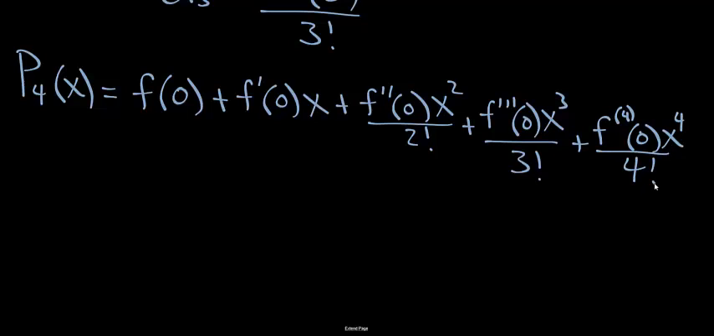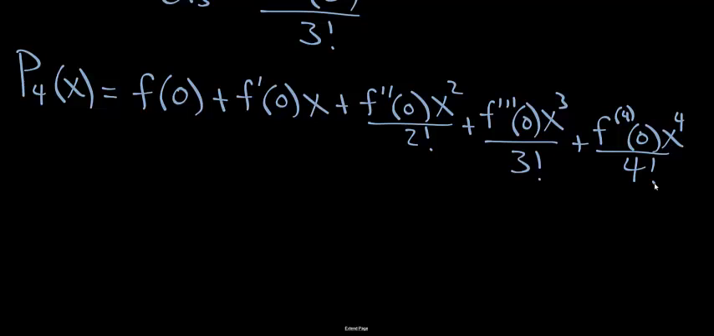This is the fourth Maclaurin polynomial for a function, whatever the function may be, right? That's it right there. Now, so you see the pattern. We could have done a 5th degree, which would have the 5th derivative of 0, x to the 5th over 5 factorial.